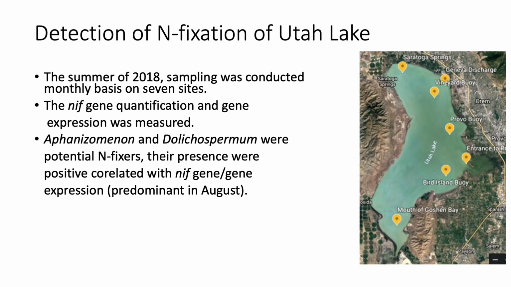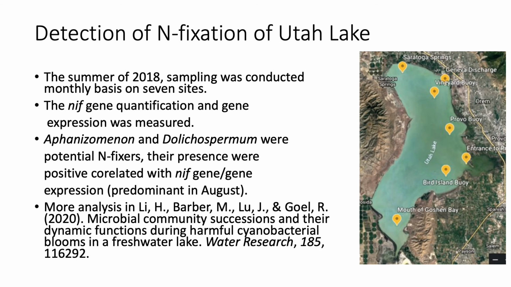So we found that Aphanizomenon and Dolichospermum were two potential nitrogen fixers, and their presence was positively correlated with the NIF gene and gene expression, and their dominance was found in August across the entire lake. So this study was published in Water Research this year.